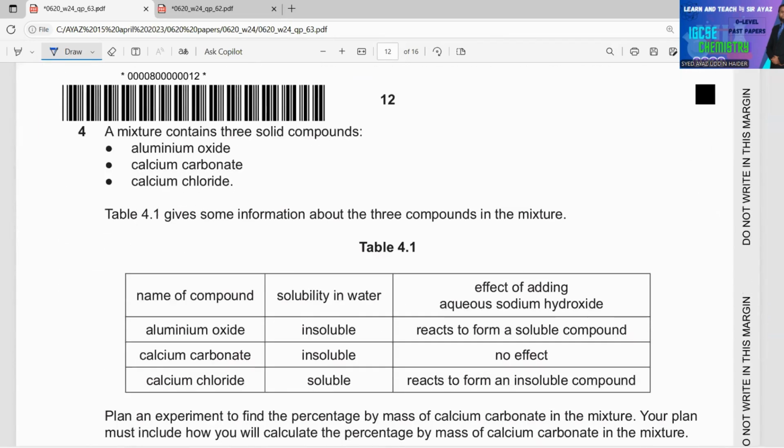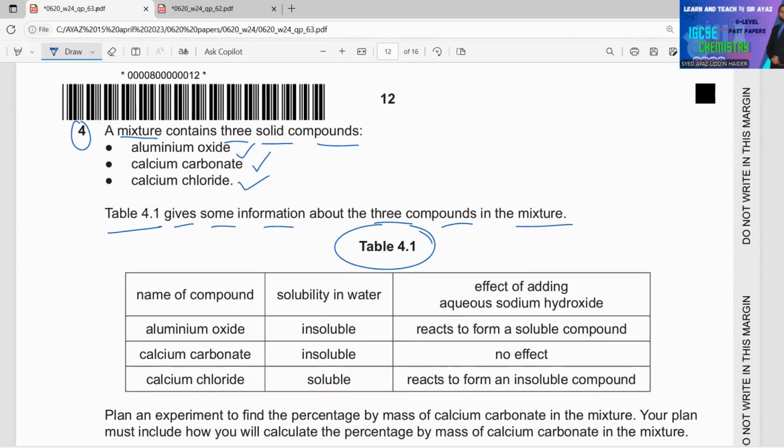Moving to last question, which is question number 4. A mixture contains 3 solid compounds: aluminium oxide, calcium carbonate, calcium chloride. Table 4.1 gives some information about the 3 compounds in the mixture. Aluminum oxide is insoluble in water, but it reacts with sodium hydroxide to form a soluble compound. Calcium carbonate is insoluble in water and has no effect on adding aqueous sodium hydroxide. Calcium chloride is soluble in water and it reacts with sodium hydroxide to form an insoluble compound.